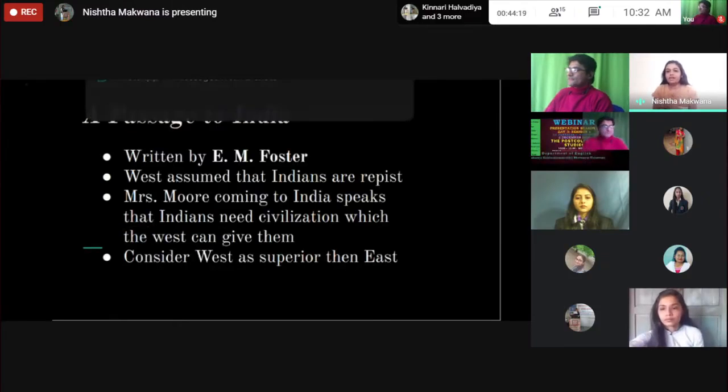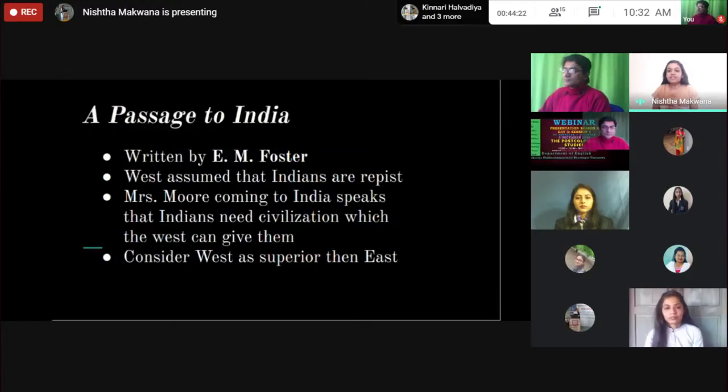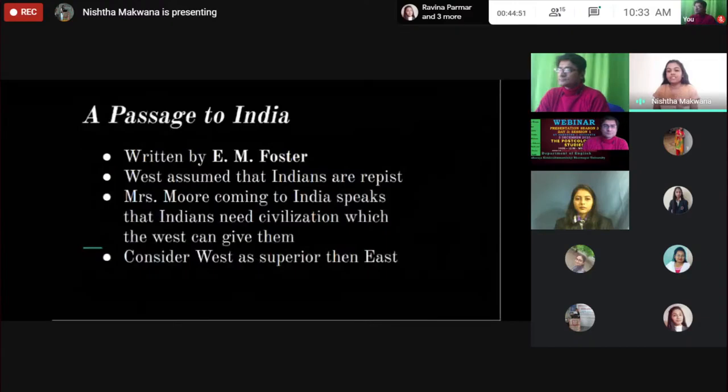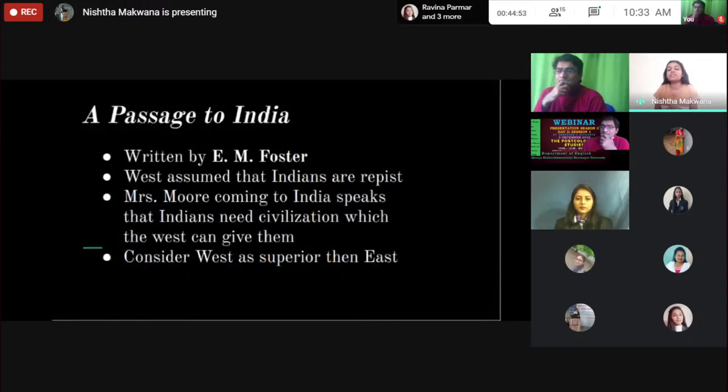A Passage to India, written by E.M. Forster. The West assumed that Indians are rapists, or as the character Mrs. Moore, coming to India, says that Indians need civilization which the West can give them, and considers the West as superior to the East. So in this novel we find the cultural conflict where the culture of the West is superior and the culture of the East is inferior. The people from the West are more civilized, and so they consider themselves superior to the East.